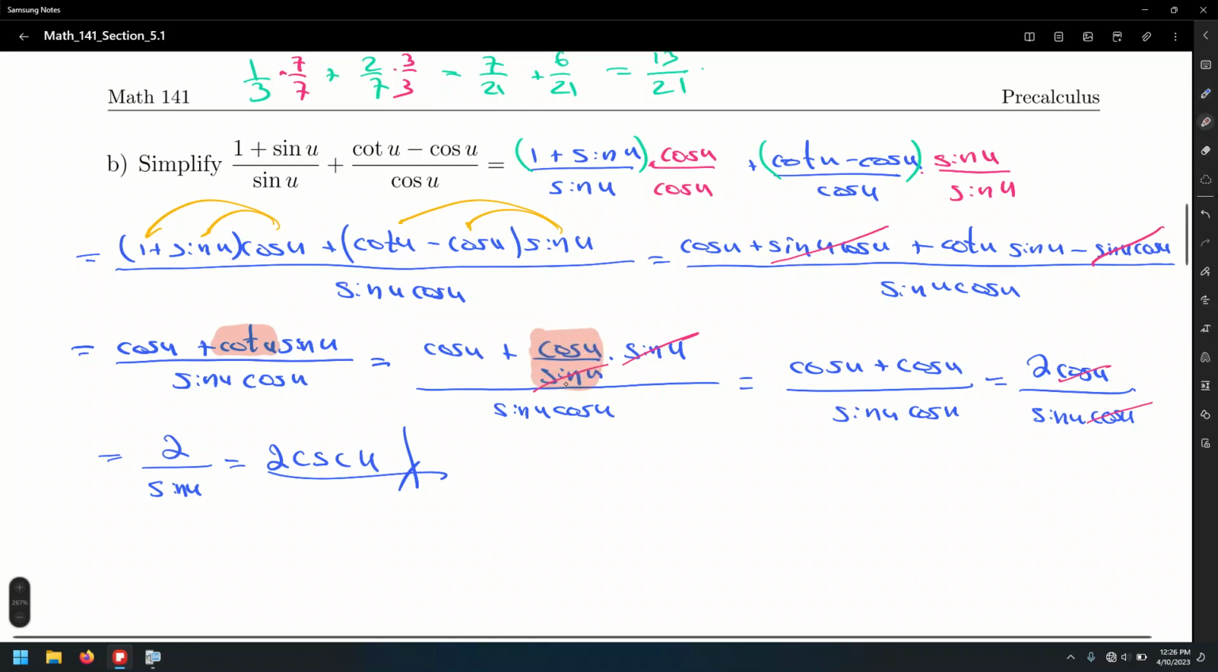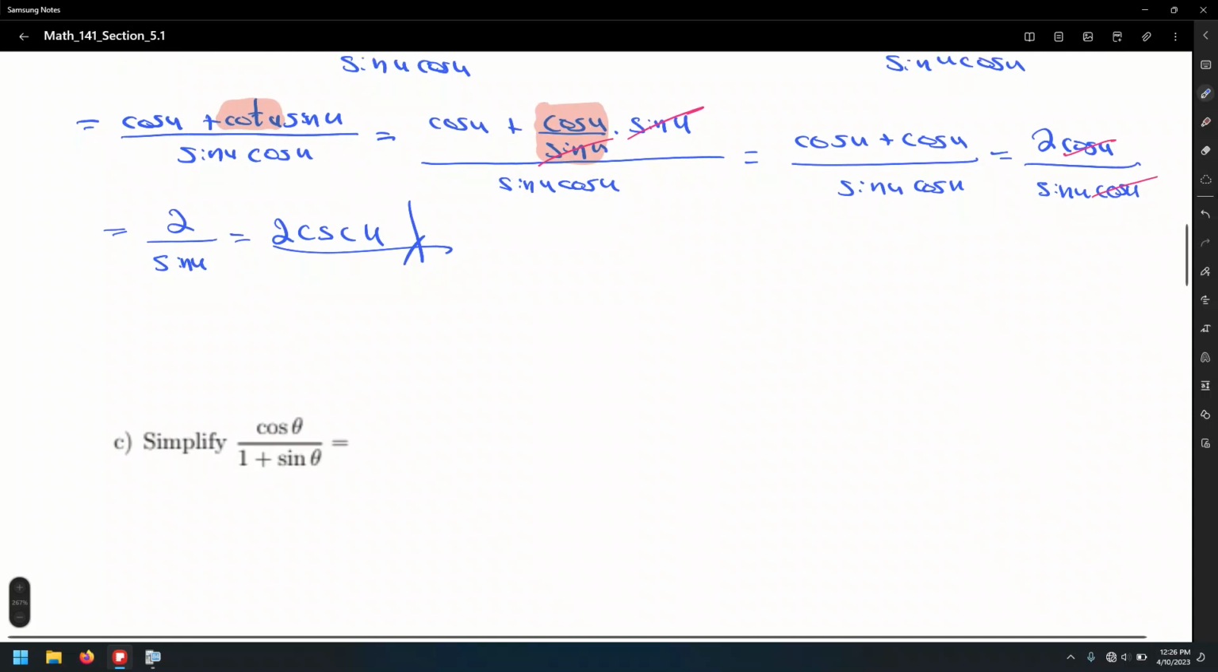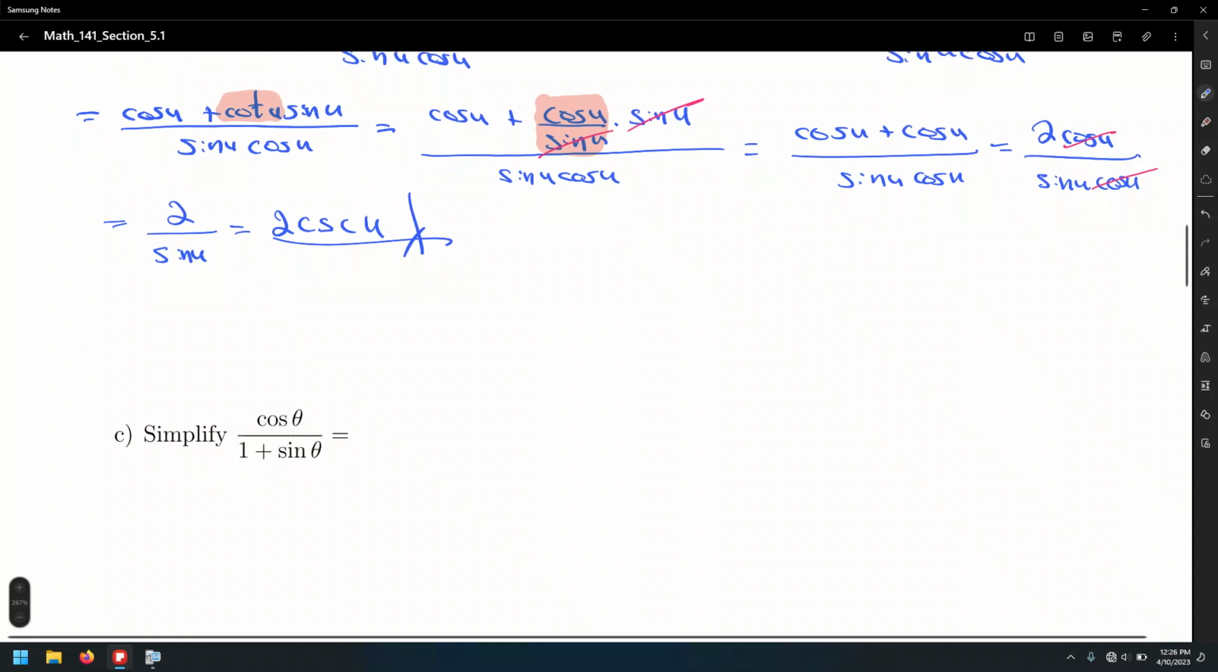And then that's to divide out the sines and to combine the two cosines that we were left with. Right? Let's look at another example. Simplify cosine theta over 1 plus sine theta.